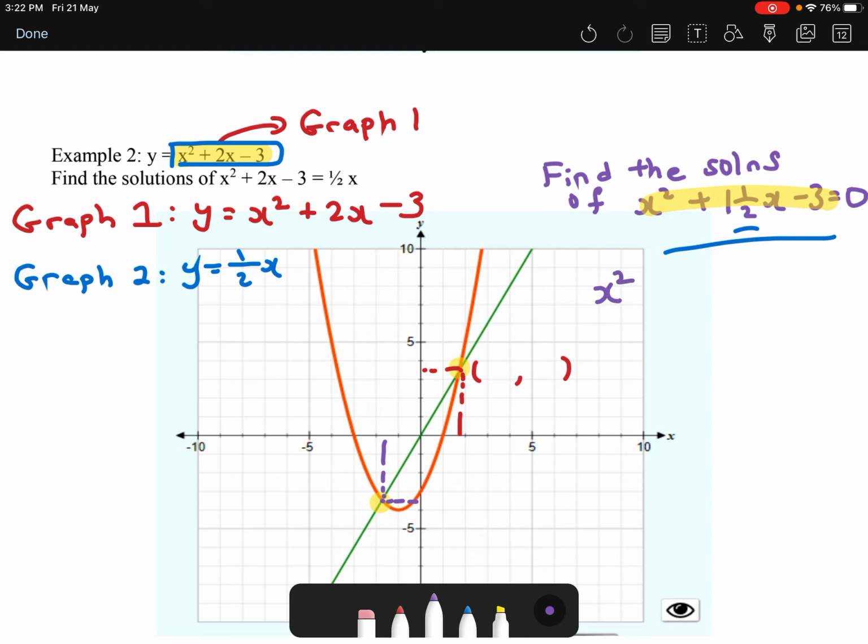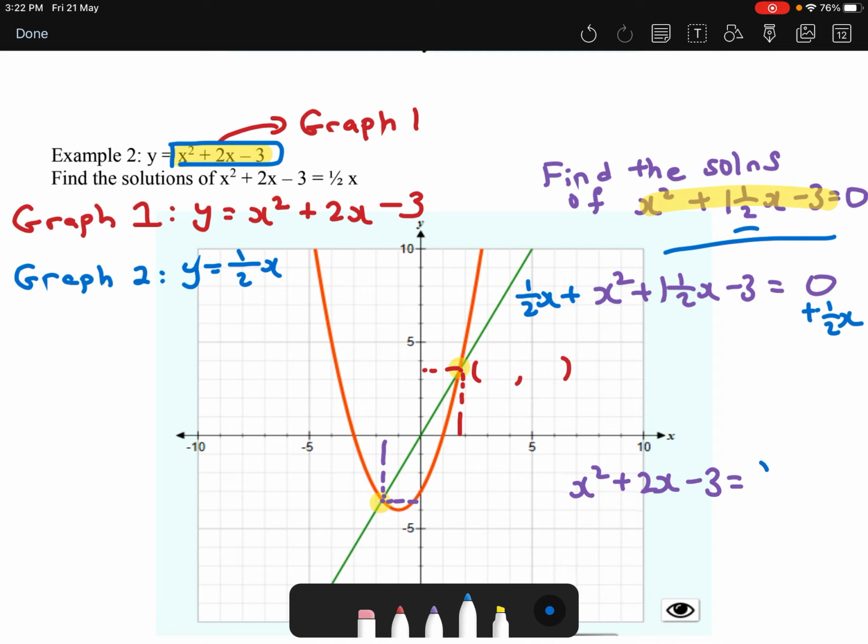So x squared plus 1.5x minus 3 equal to 0. You simply add half x to the left hand side. Of course, when you add half x to the left hand side, you must add half x to the right hand side. Okay, so you will get back x squared plus 2x minus 3 equal to half x.